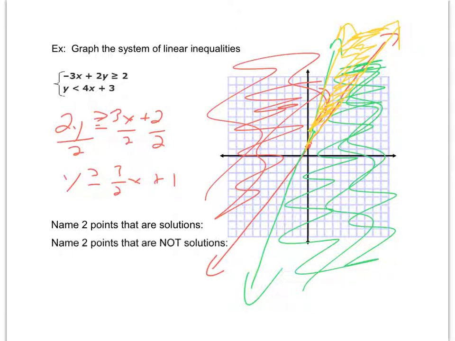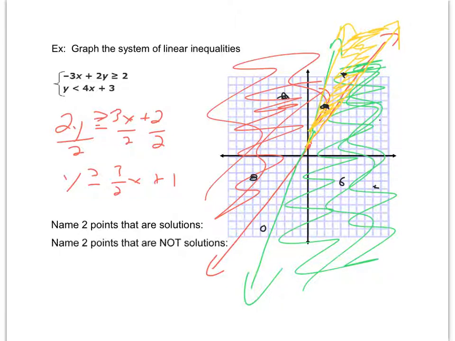So, down here, name 2 points that are solutions. For example, we could name the ordered pair right here, (4, 10). We could name the ordered pair right here, which I think would be (2, 6)-ish. And now we can name 2 points that are not solutions. Anything down here, here, here, here, here. You can name any that's not inside that wedge.